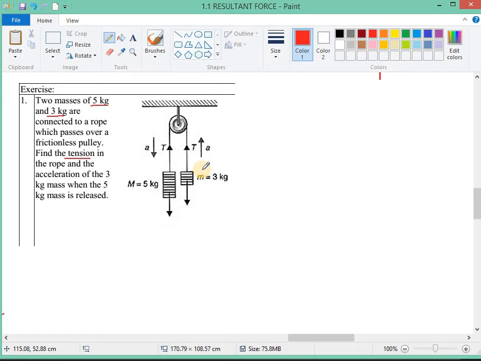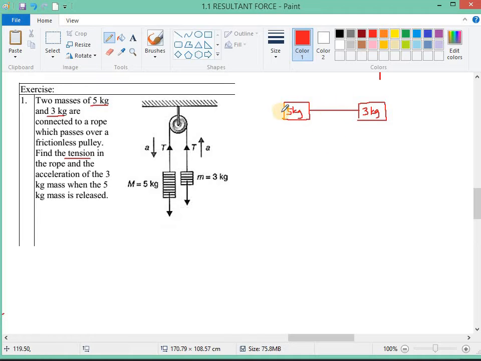Get the idea. So how to find the tension? The simplest way is to change this situation into something that is not complicated, something that you always see. That means like this. You take this 5 kilogram, and then connected here, 3 kilogram.